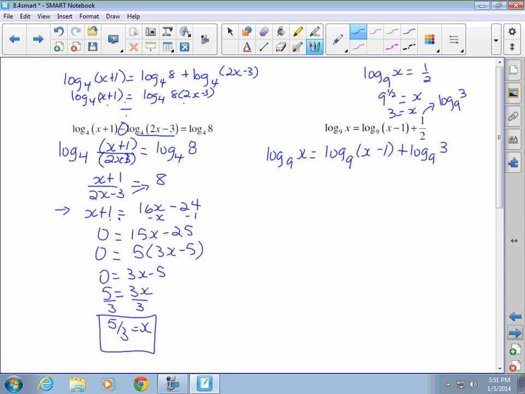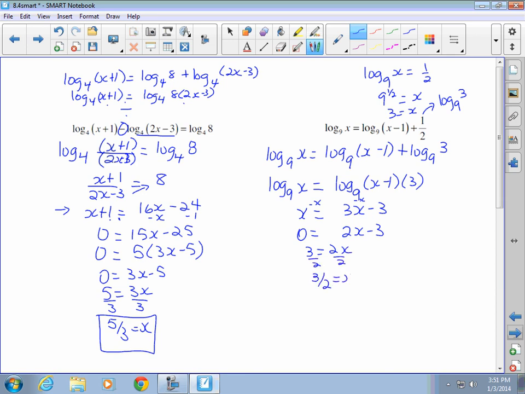So now simplifying first, log base 9 of x is equal to log base 9 of x minus 1 times 3. So I drop my logs. X is equal to 3x, or x minus 1 times 3 is 3x minus 3. 0 is equal to, so if I subtract my x, 2x minus 3, so 3 is equal to 2x, divide by 2, 3/2 is equal to x.